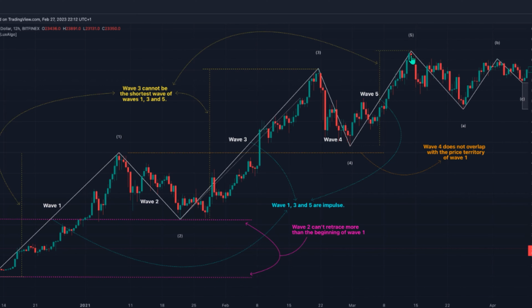Now, wave 5 is carved. Wave 5 proceeded upward above the high of wave 3. This is how to ride a bullish trend with the Elliott Wave LuxAlgo indicator.